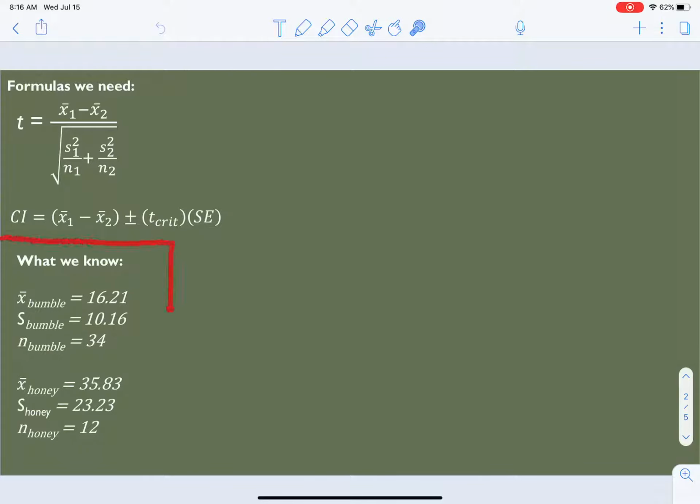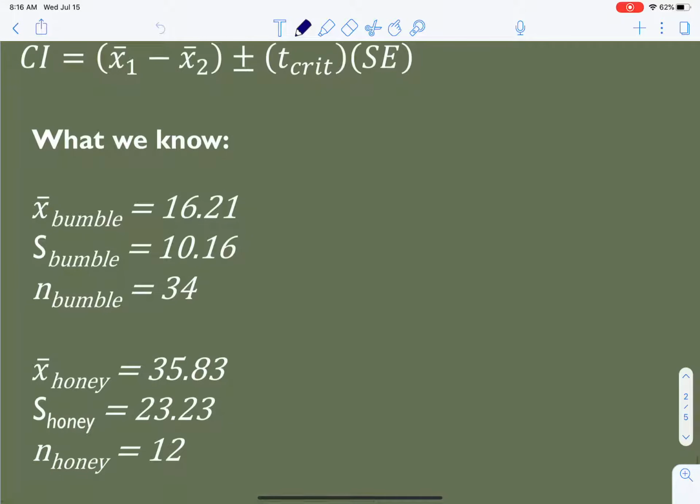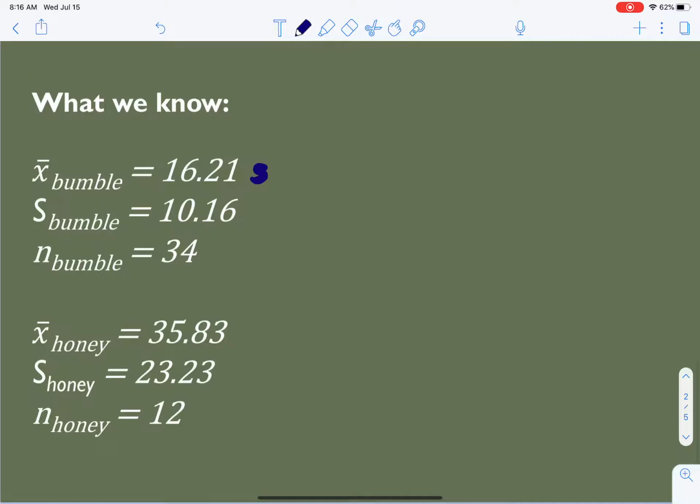So here's what we know. These things are measured in seconds. Let me zoom in here too. The sample mean of the bumblebees is that they spend on average 16.21 seconds at flowers, with a sample standard deviation of 10.16 seconds. And there were 34 bees in this group that they looked at. Then for the honeybees, their sample mean was 35.83 seconds, with a sample standard deviation of 23.23 seconds. These are all in seconds. And these only had 12 bees in the sample.